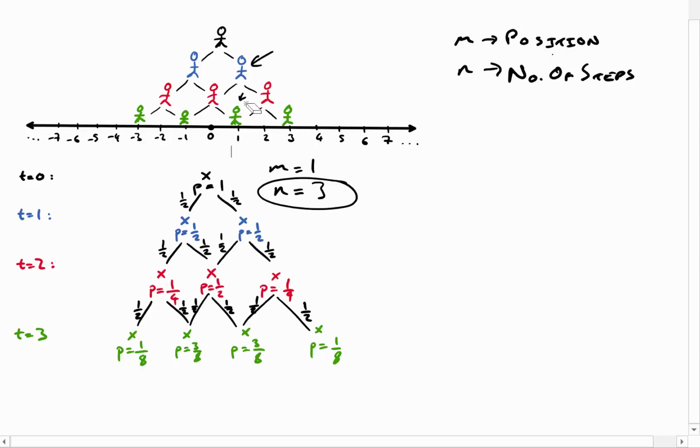That is a possible route. There are other possible routes as well. I could have gone from 0 to -1 to 0 to 1. There's lots of different routes that I can take. But basically, I'm defining m as my position and n as my number of steps.